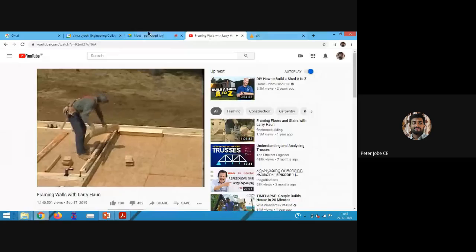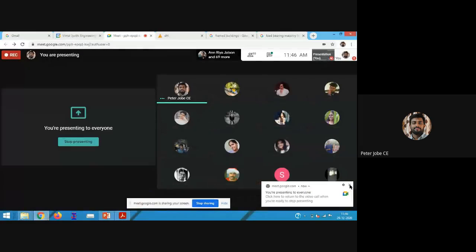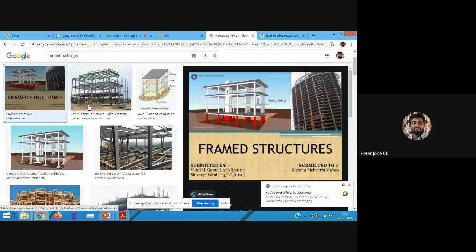One minute, I'll just show you. I'll stop presenting my screen so that I can search the framed buildings. Now I can present my screen.